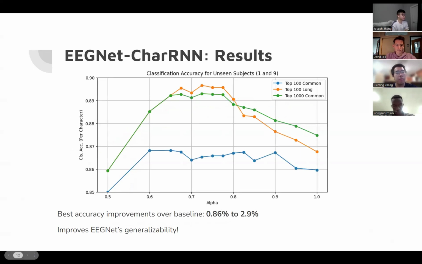This chart shows the classification accuracy for the 2 unseen subjects, so the baseline is expectedly lower. This is where our hybrid model gets to shine the most, with up to a 3% accuracy increase over baseline. This makes sense because the less confident EEGNet is, the more useful the RNN becomes at fixing EEGNet's poor predictions. Therefore, our hybrid model helps improve the generalizability of EEGNet for speller tasks.